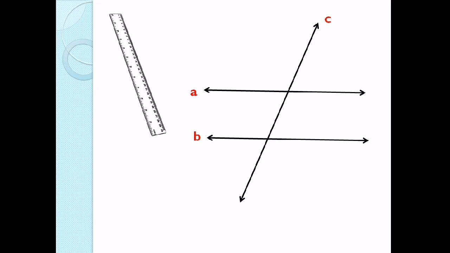Therefore, may mga angles na ma-form. So, there were 8 angles being formed when two parallel lines are cut by a transversal. So, yan. So, angle 1, angle 2, hanggang angle 8. We can say that line A is parallel with line B cut by line C.